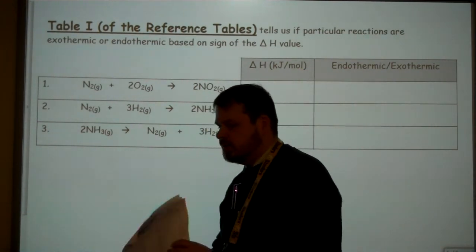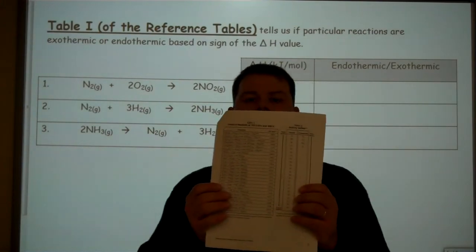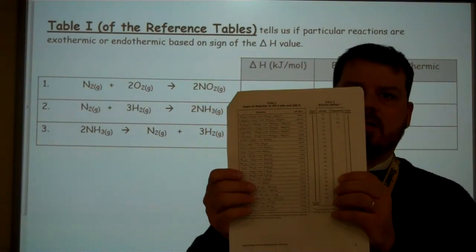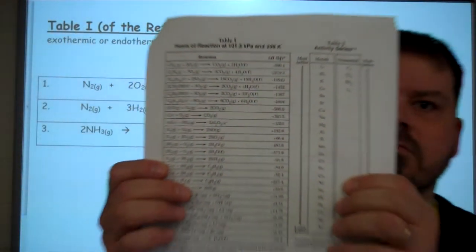Table I, reference table of delta H values. There is a whole slew of these guys. Can you see this, or is there not enough light? I need to add light. Can you see this? Can you see it now?